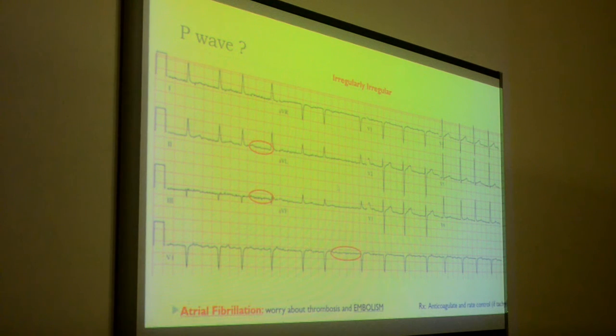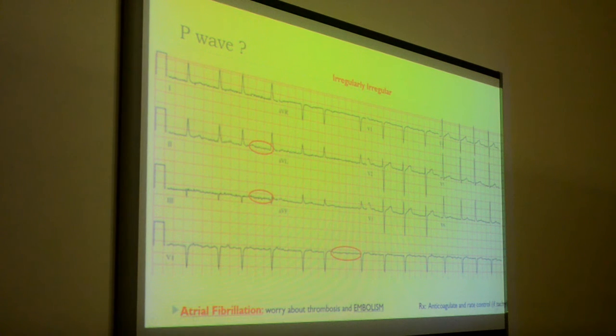Because the atria is not contracting, there's stasis of blood. And whenever there's stasis of blood anywhere in the body, what happens? Thrombosis. Clots start forming. So you worry about thrombosis and embolism. It can embolize to the brain, causing stroke, or to the bowels or kidneys. That's why, very importantly, you have to anticoagulate them.